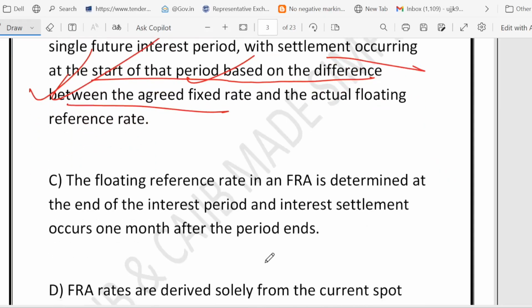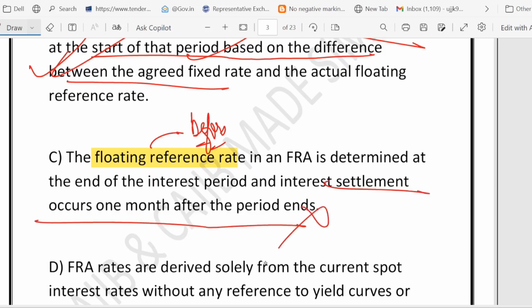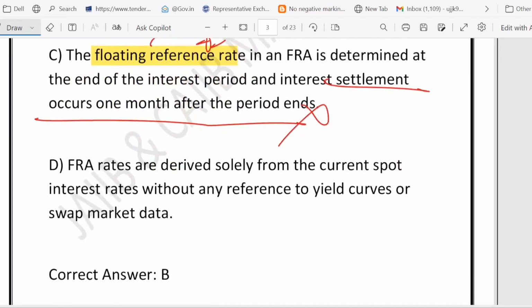What about option C? Option C says that the floating reference rate is determined at the end of the interest period. Remember, in an FRA, the floating reference rate is determined just before the period starts, typically 1 or 2 days before, and settlement happens at the beginning of the period. I just told you, settlement happens at the beginning, not when it ends. So it's like agreeing today about what interest you will pay next season, not waiting till the end to decide.